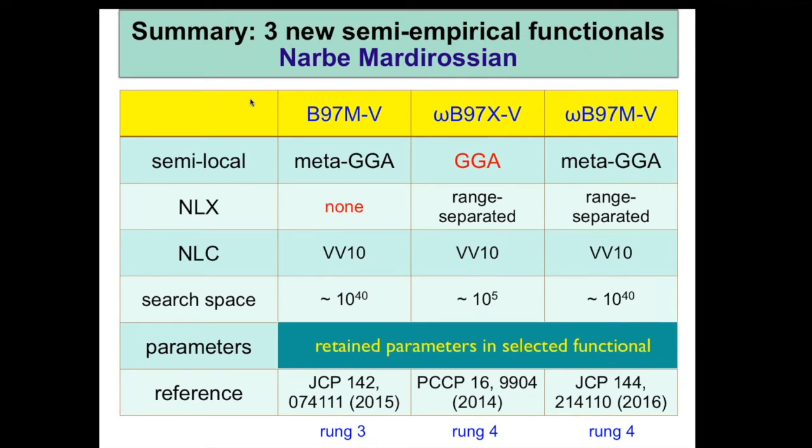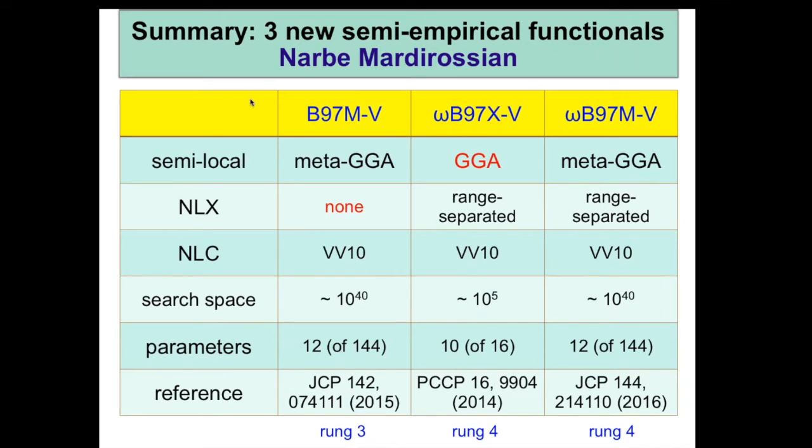Then the next row down is how many parameters are actually retained after you go searching through, well, up through 75 parameters in principle in the meta-GGA space, or even larger. So the point is that we retain a fairly tiny fraction of the parameters that we consider retaining. We retain only 12 of the 144 in the meta-GGAs. We retain 10 of the 16 in the GGAs. Anyway, so that's the outcome. How do we get there?